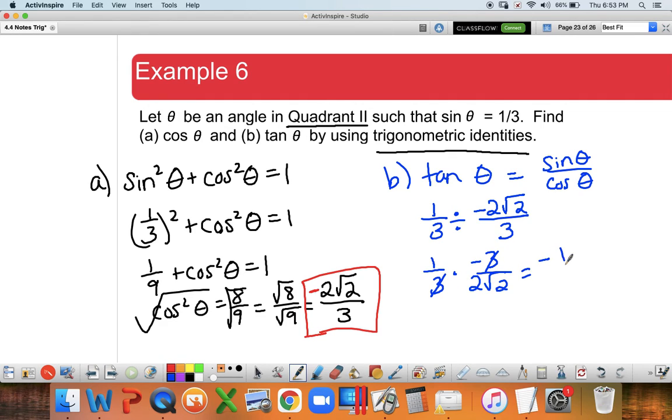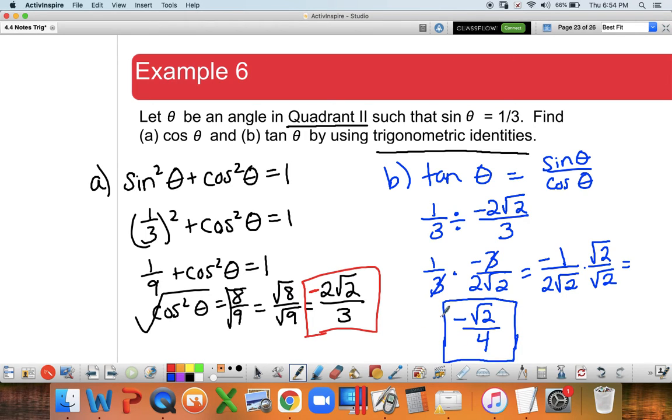So I get negative 1 over 2 square root of 2. Gotta keep going. So I get negative square root of 2 over 4. And in this quadrant, in quadrant 2, we do want our tangent value to be negative, so that makes sense that we would get out a negative answer.